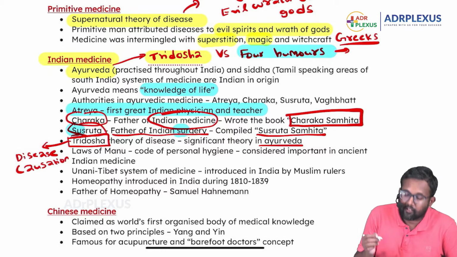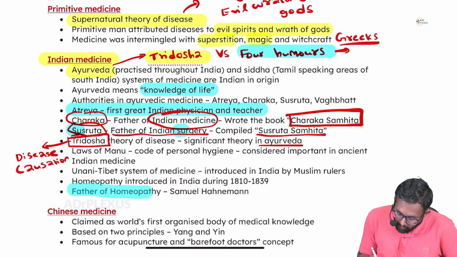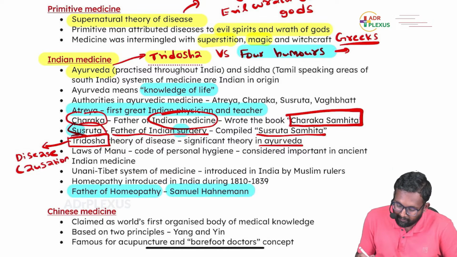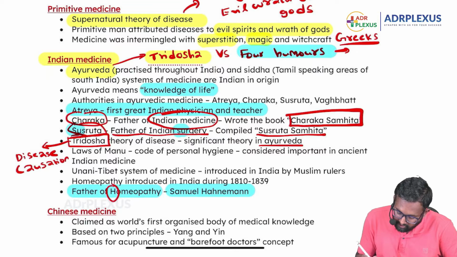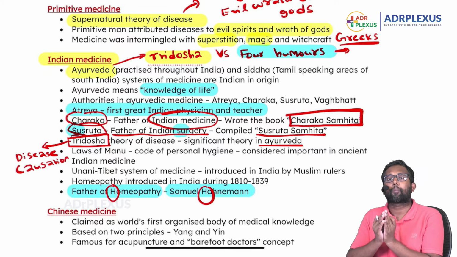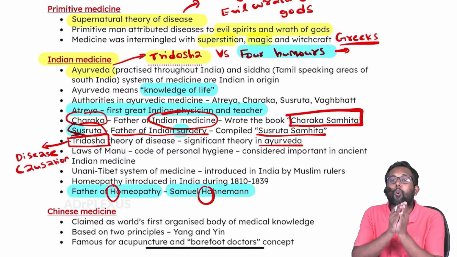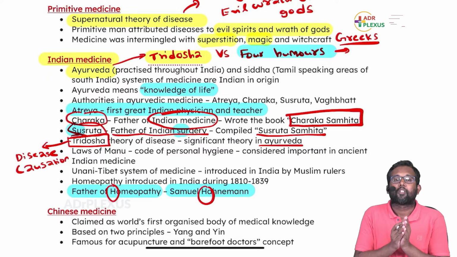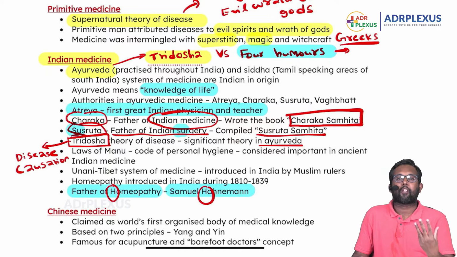Next important point here is the father of homeopathy. It is Samuel Hahnemann. H for H. So what is this homeopathy? Homeopathy means our local Indian system of medicine. So what is the medicine MBBS we are studying now? What is it called?